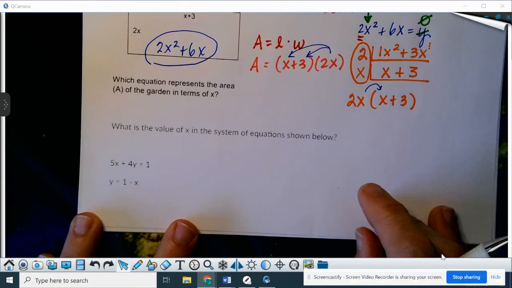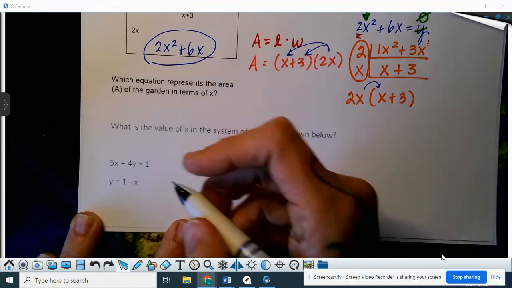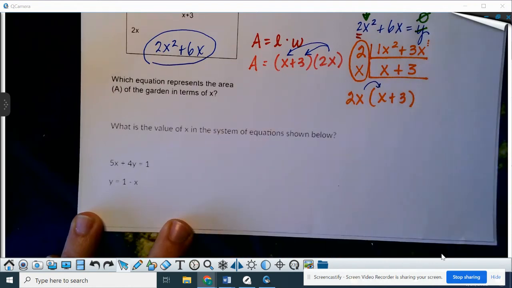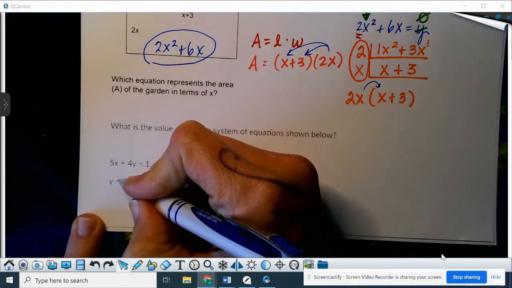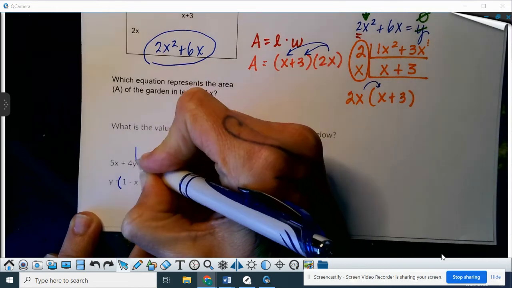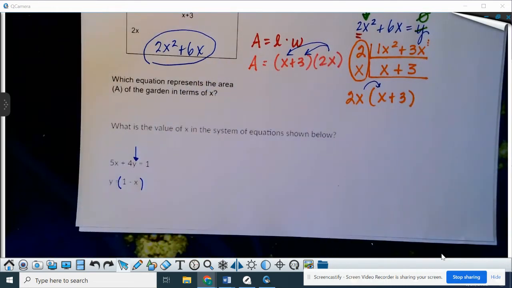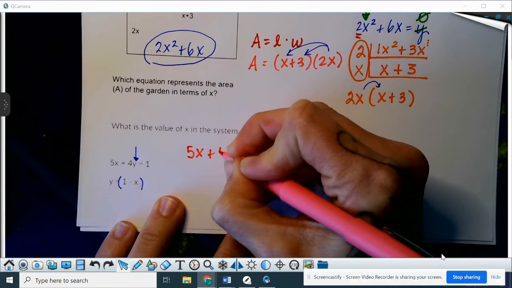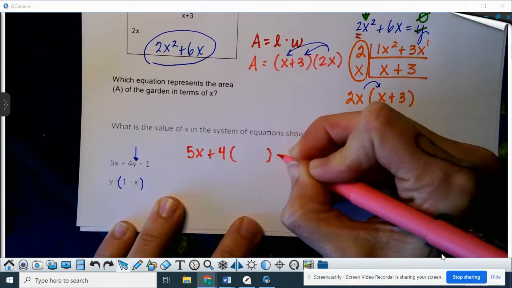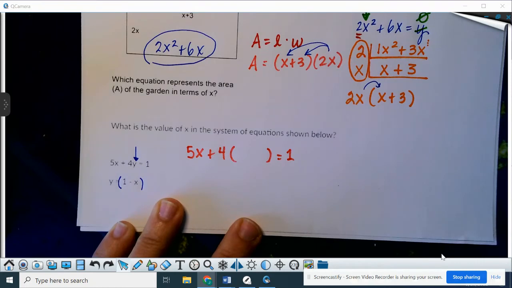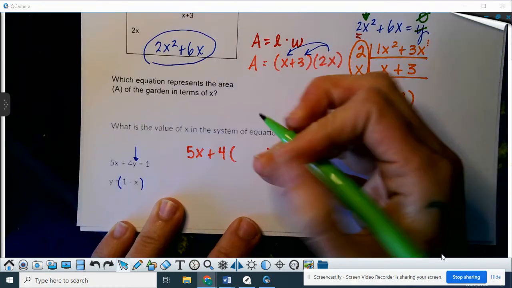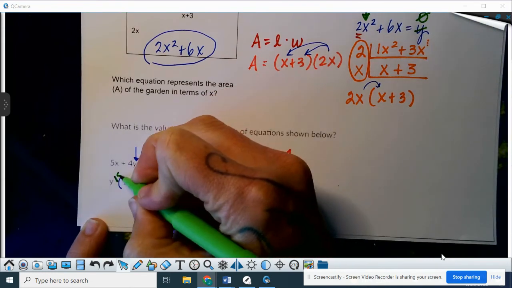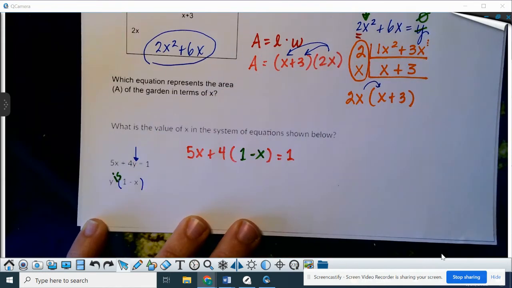This is very likely to be a calculator inactive question. If it's calculator active, you can put both of these in your calculator in Desmos and see where they intersect. But because this is y equals, I'm going to put it in the place of y. So y is gone. So we're going to use 5x plus 4, then our y value equals 1. Y is gone because we are substituting in that 1 minus x, because this says y is 1 minus x. And then we're just going to solve it.